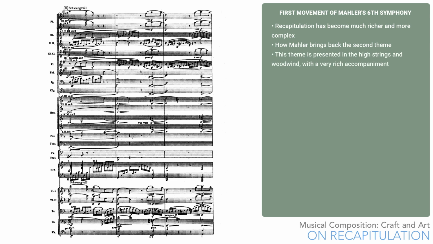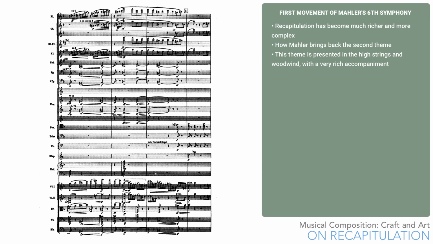Here this theme is presented in the high strings and woodwind with a very rich accompaniment. There is subtle imitation in the clarinets, contrapuntal figuration in the English horn, bassoons and violas, as well as a rich sustained harmony in the brass, not to mention touches of harp and percussion as well.